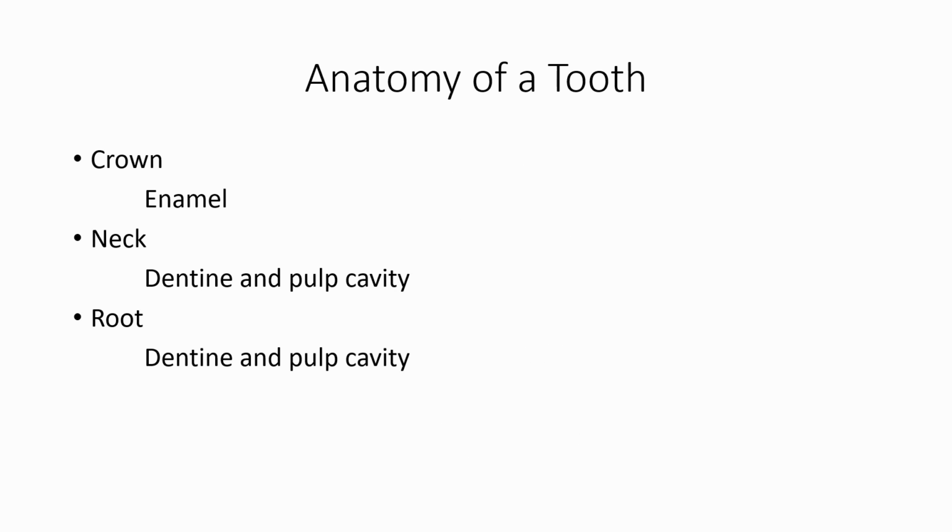But this is, I guess, the one part we will care about, which is the anatomy of a tooth. We have the crown, which has the enamel, the neck, which has the dentine and the pulp cavity, and the root, which continues with the dentine and the pulp cavity.